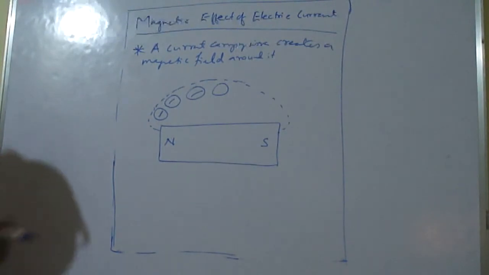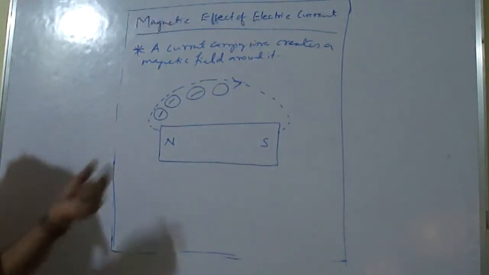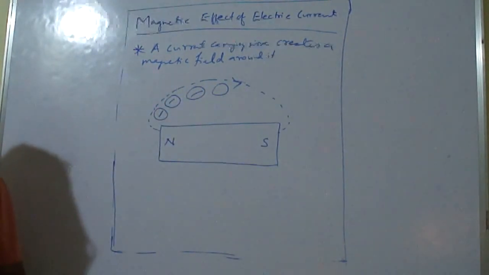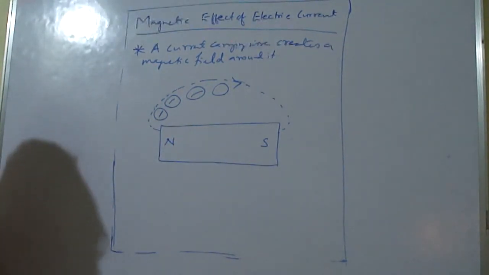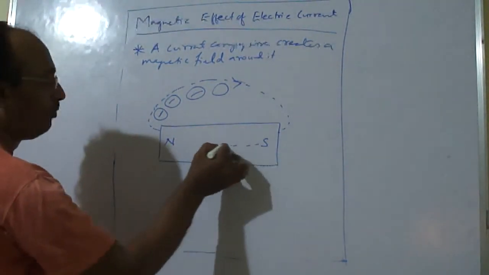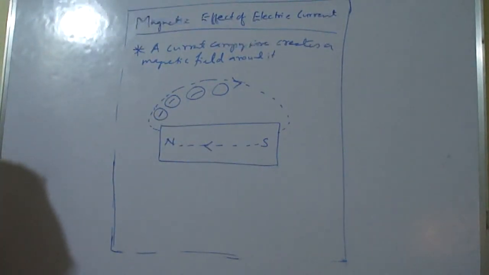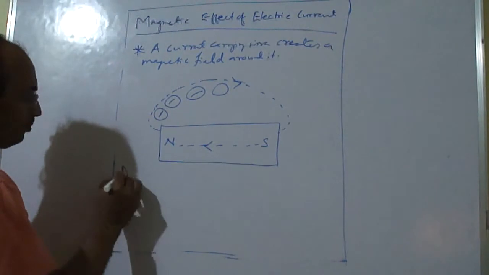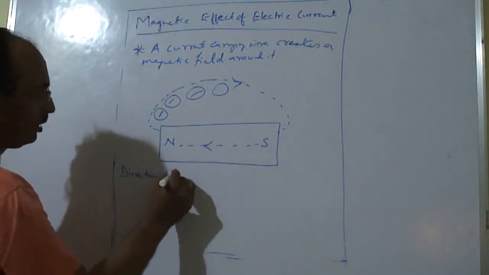Now, north and south pole. The magnetic lines of force move from the north to the south pole outside the magnet. Inside the magnet, they move from south to north. Right? Okay. Now we will be discussing the direction of the magnetic field.